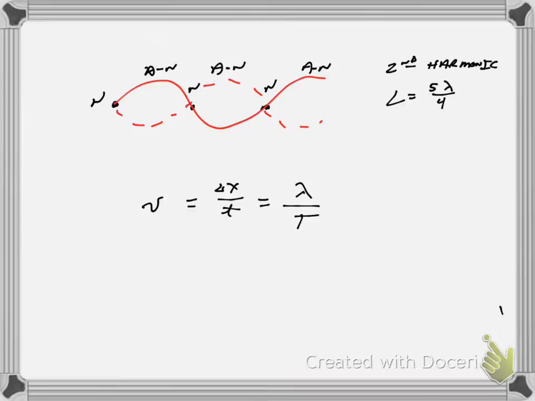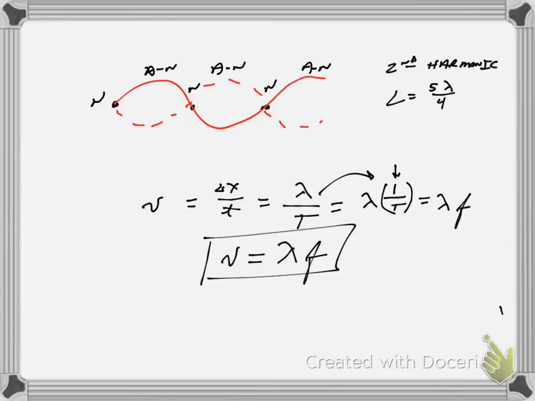I can rewrite this algebraically by just separating that fraction. It's lambda times 1 over period. It's just rewriting the exact same thing, but that helps me to identify 1 over period. You'll recall that 1 over period is, of course, frequency. And so therefore, what we've determined is that the wave speed is equal to the wavelength times the frequency. And so that's what you're going to use in lab.